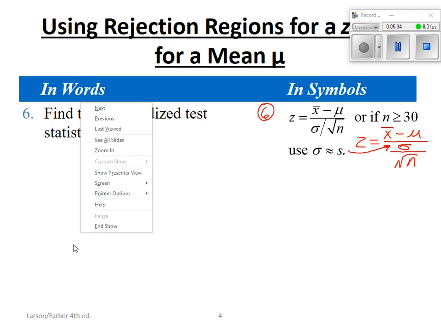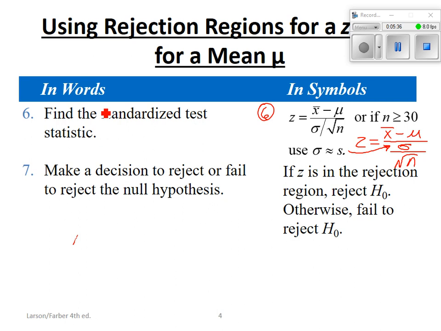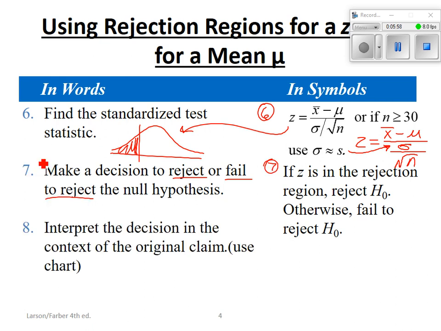Once you find that, then you look at your little chart, whatever tail you were, and you see where your z falls on that chart, and that tells you whether to reject or fail to reject the null. Once you reject or fail to reject the null, then you interpret it. Number 8 here, remember the interpretation.